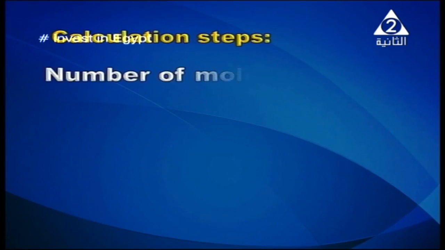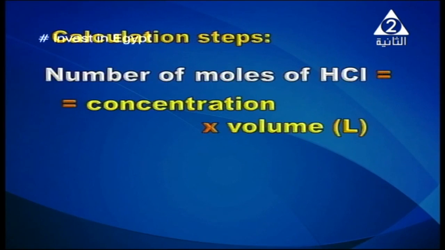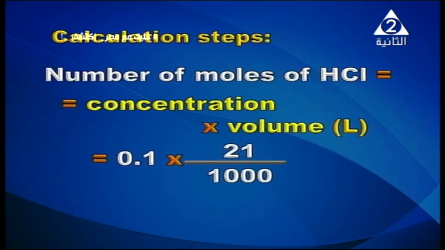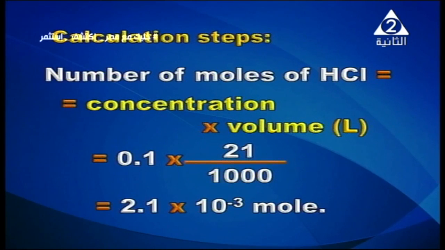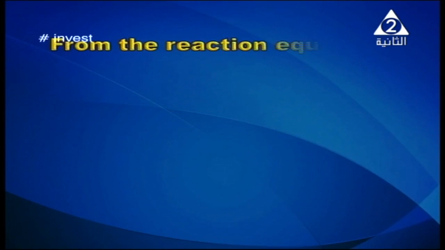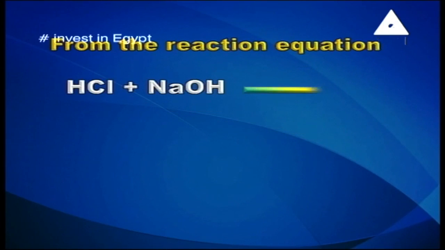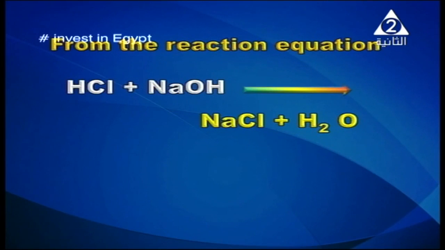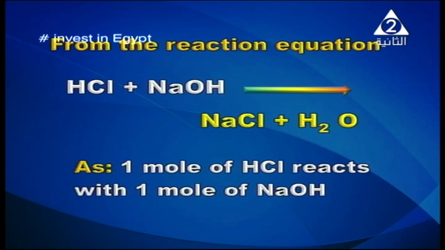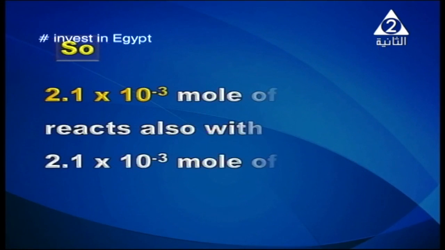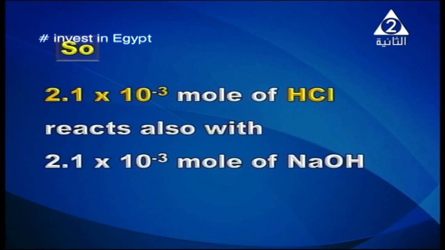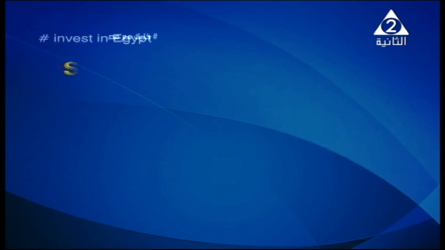So the calculation steps: the number of moles of HCl equals concentration times volume, so equals 0.1 times 21 over 1000, so equals 2.1 times 10 to the power negative 3 mole. So from the reaction equation, HCl plus NaOH gives NaCl plus H2O. As 1 mole of HCl reacts with 1 mole of sodium hydroxide, so 2.1 times 10 to the power negative 3 mole of HCl reacts also with 2.1 times 10 to the power negative 3 mole of sodium hydroxide.